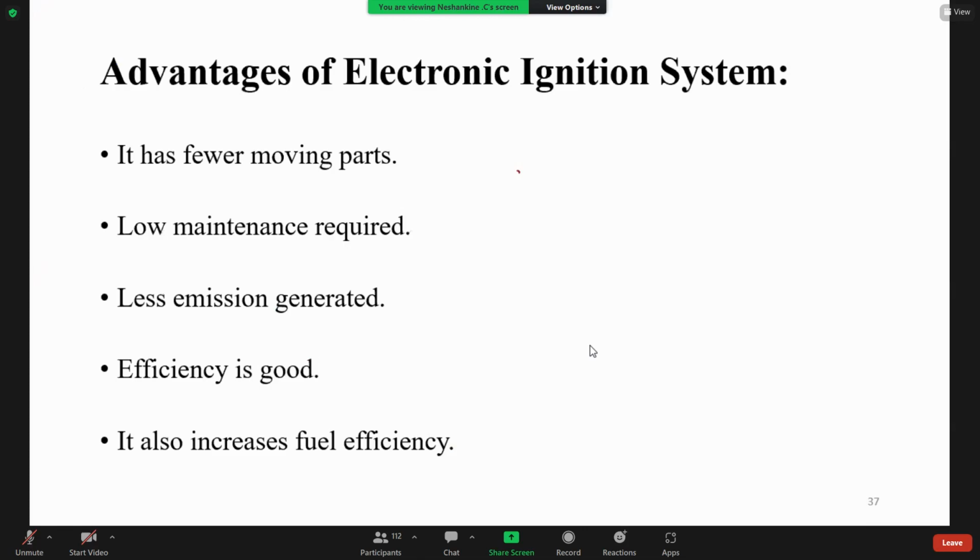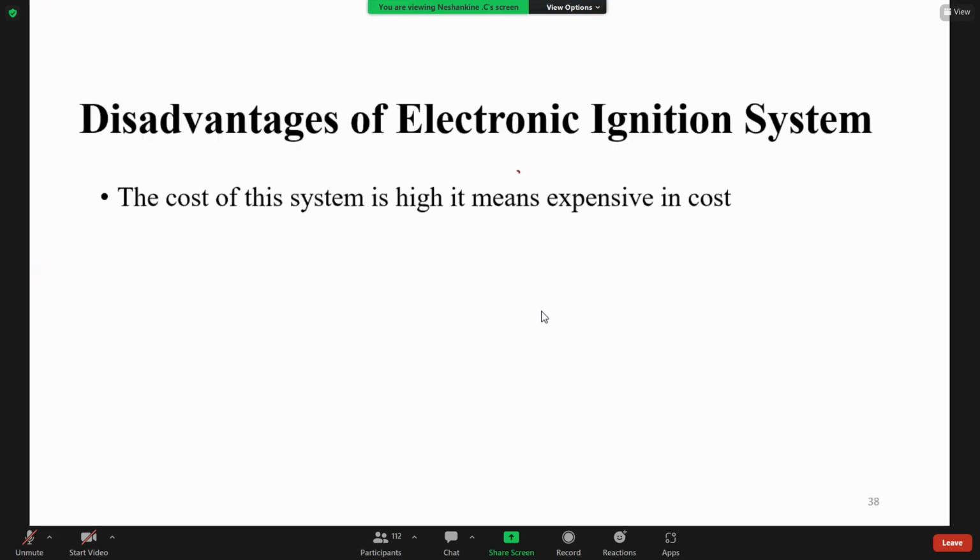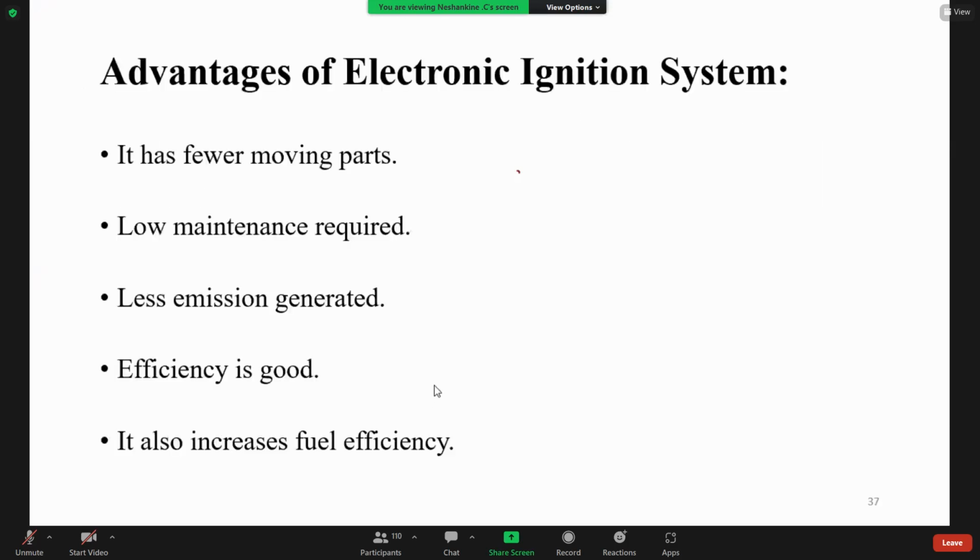Then, advantages of the electronic ignition system. Here, few moving parts and less maintenance, less emission. Efficiency is very good compared to other systems. Also, we can increase the fuel efficiency. These are the advantages of the electronic ignition system. Then the disadvantage is this one: very expensive compared to the other three systems. Note it down.